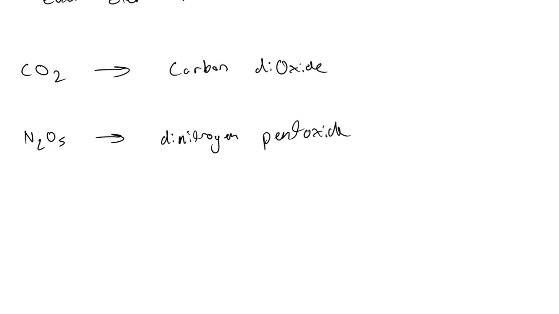Now let's try one more example together. Let's do NO. Here we have one nitrogen and one oxygen. So this is going to be nitrogen monoxide. And for the second example, we just need to remember that it's just one word: dinitrogen pentoxide.